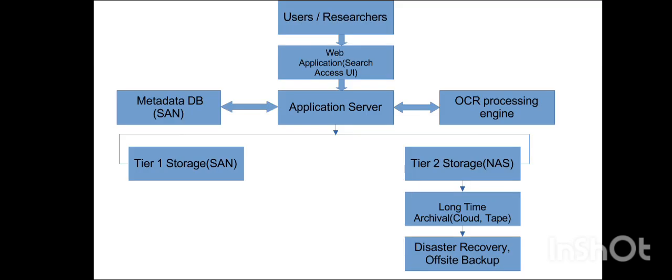So now we have a general block diagram of how the data is transferred. First the data comes from users and researchers. They publish the records, and it comes to a web application, to our application server, and then while users use it, metadata is created, and then the OCR processing engine takes the text from the pictures, and it is stored in tier 1 storage and tier 2 storage, NAS, and after some period, if it is not accessed, it is moved to the long term archival, and after that, if it is not needed, it is deleted, otherwise it is moved for backup.